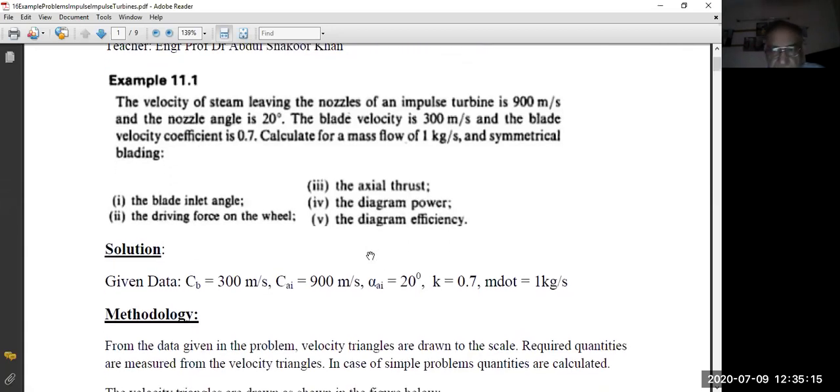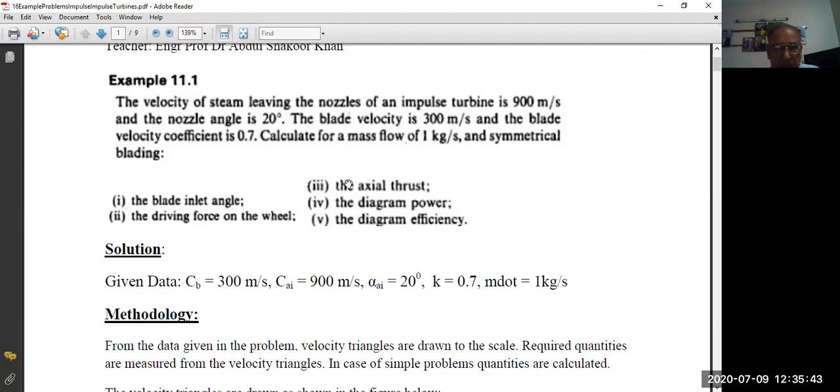So first of all, you will see example 11.1, the velocity problem. The velocity of the steam leaving the nozzle of an impulse turbine is 900 meters per second. That is C1 is given. Then you can see that the nozzle angle is 20 degrees. The blade velocity is 300 meters per second and the blade velocity coefficient is 0.7.